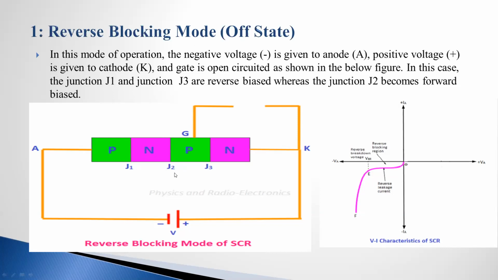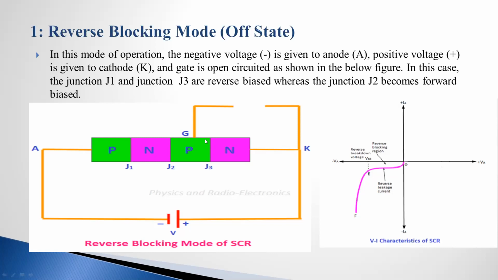It is clear. So due to this, what will happen? Obviously the current should flow from positive to negative, that is the fundamental. But here junction J3 will block the current because it is in the reverse bias condition, and junction J1 also blocks the current. Reverse bias condition means it will block the flow of current.